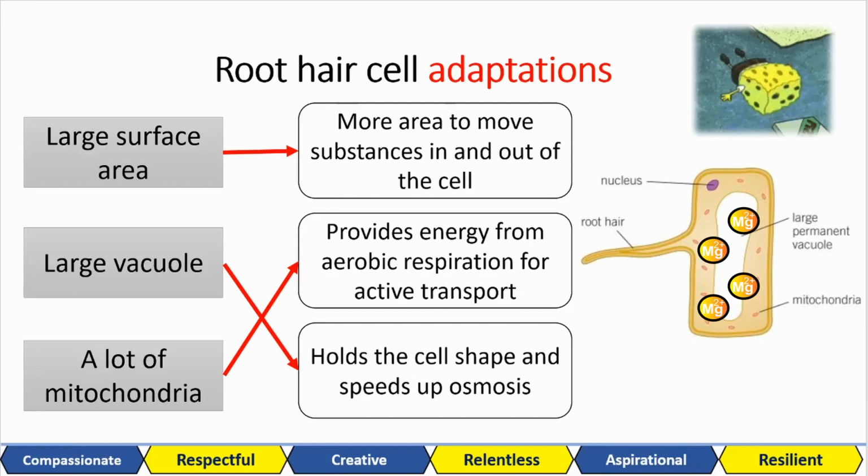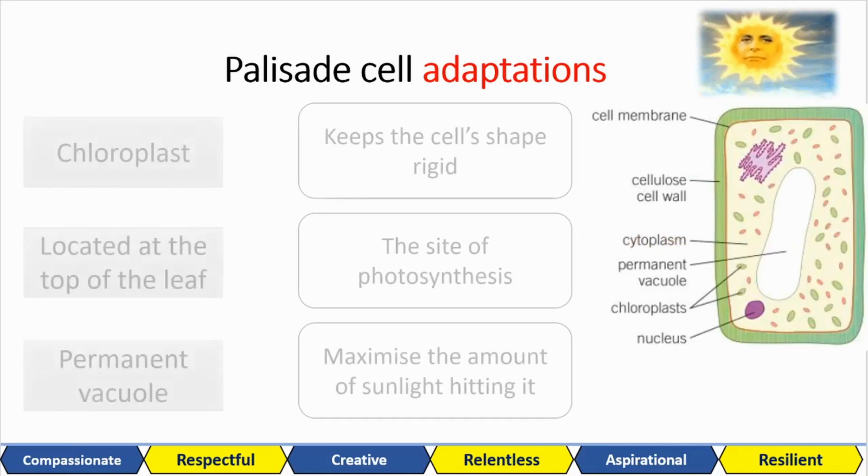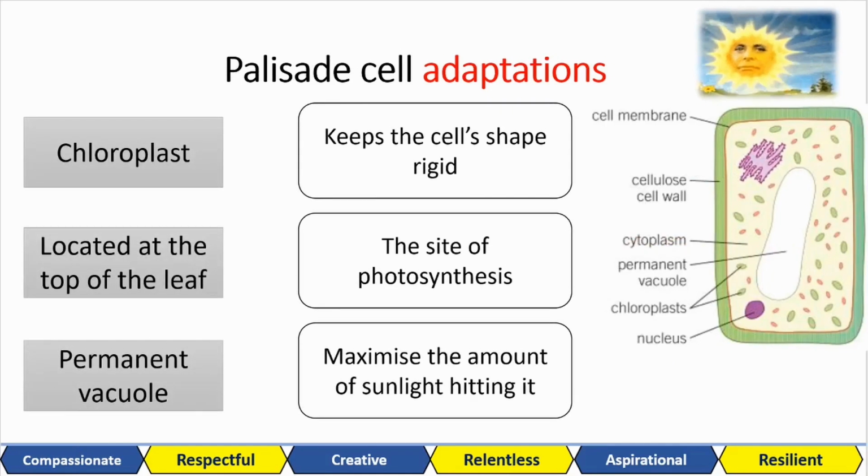You have bare minerals in the root hair cells and a few minerals in the soil, so diffusion wouldn't cut it. If you did diffusion, you would lose your ions and minerals, so they need to use energy from aerobic respiration to move minerals against the concentration gradient. You're moving them into the plant. We're going to do the same thing now for the palisade cells. Match them up.